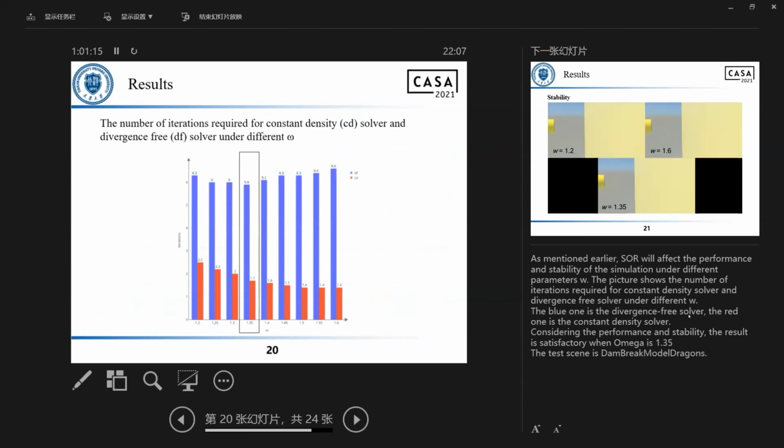As mentioned earlier, SOR will affect the performance and stability of the simulation under different parameters omega. The picture shows the number of iterations required for the constant density solver and the divergence-free solver under different omega. The blue one is the divergence-free solver. The red one is the constant density solver. Considering the performance and stability, the result is satisfactory when omega is 1.35. The testing is on the Dam Break model, Dragons.